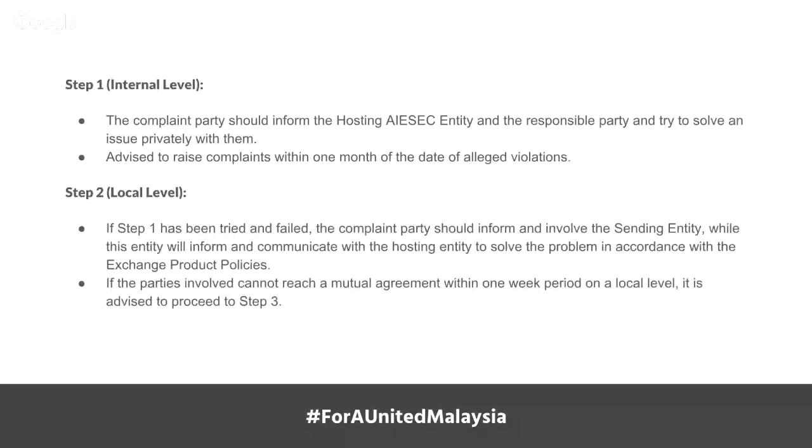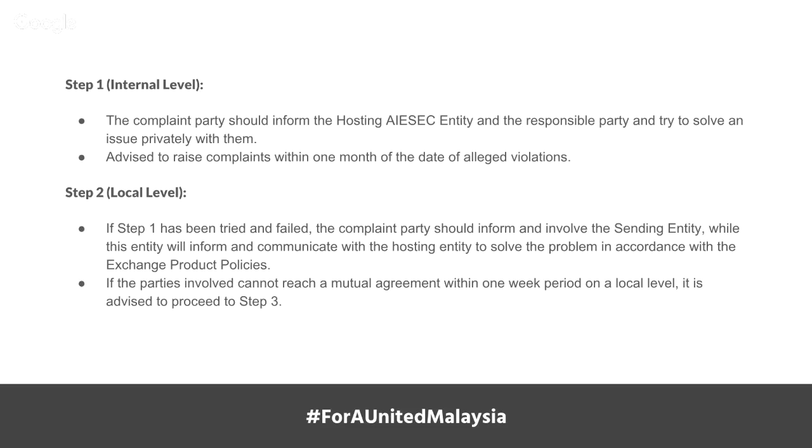I'm just going to let you see the big picture here. So step one, when a crisis happens, the complaint party should inform the hosting ISA entity and the responsible party to try to solve the issue privately with them first. You are advised to raise the complaint within 1 month of the date of the violation. Don't wait until you come back from exchange to resolve it. So you can go with the internal level first, solving with the IGV.